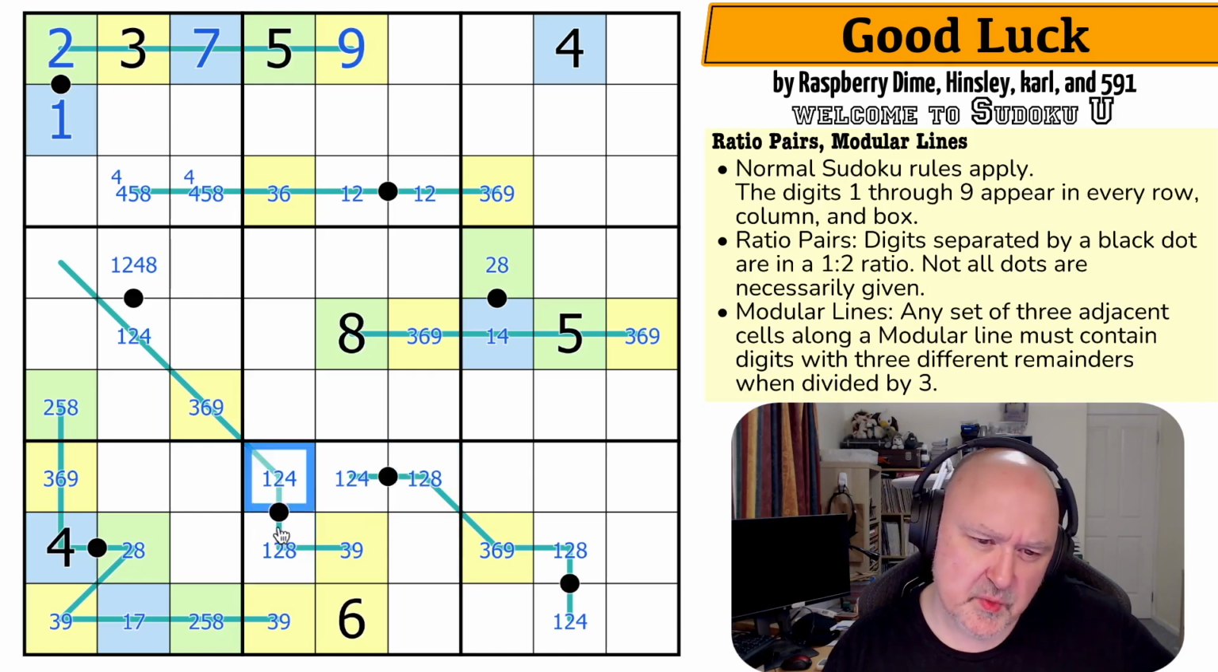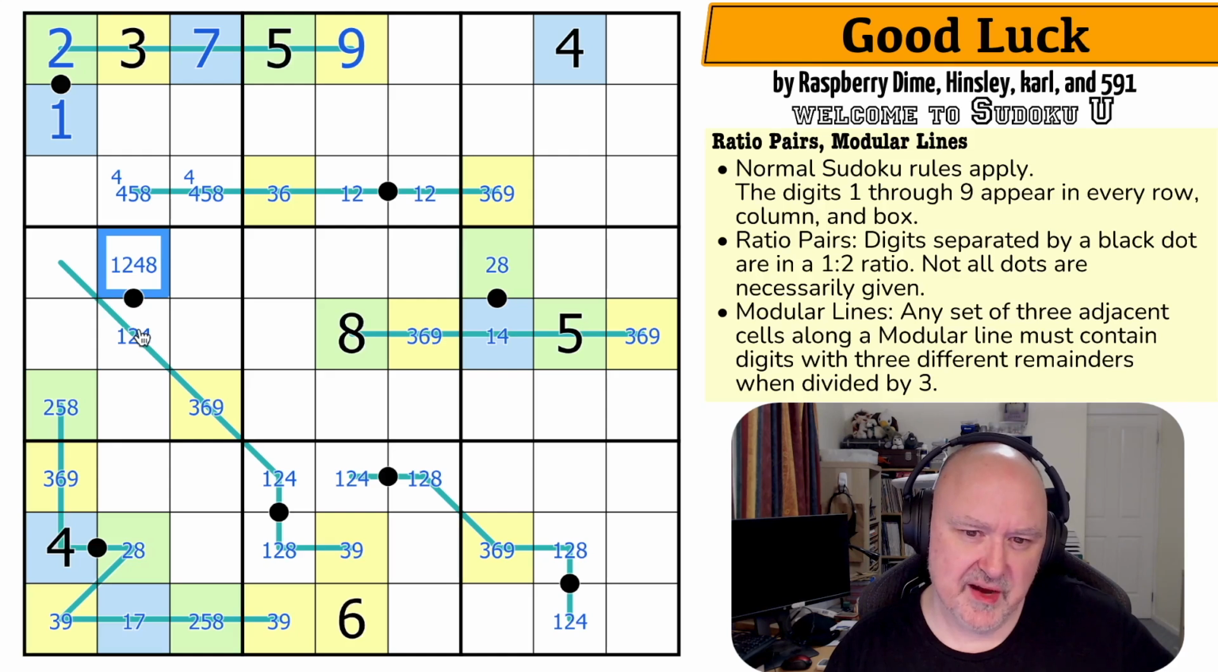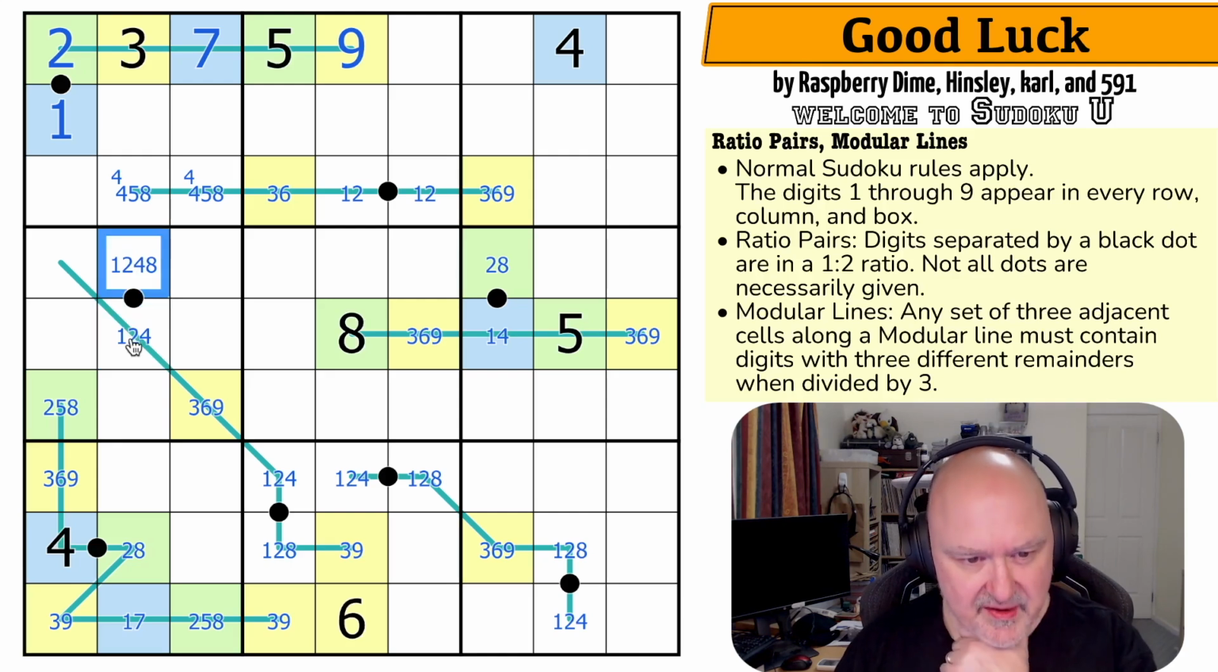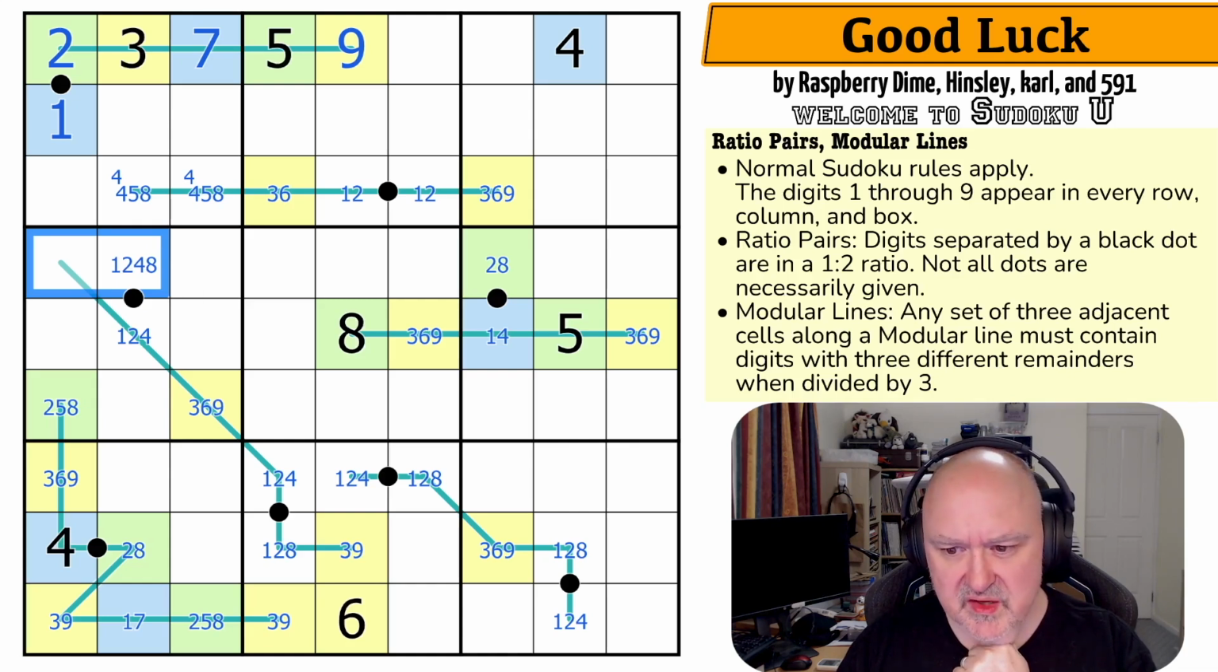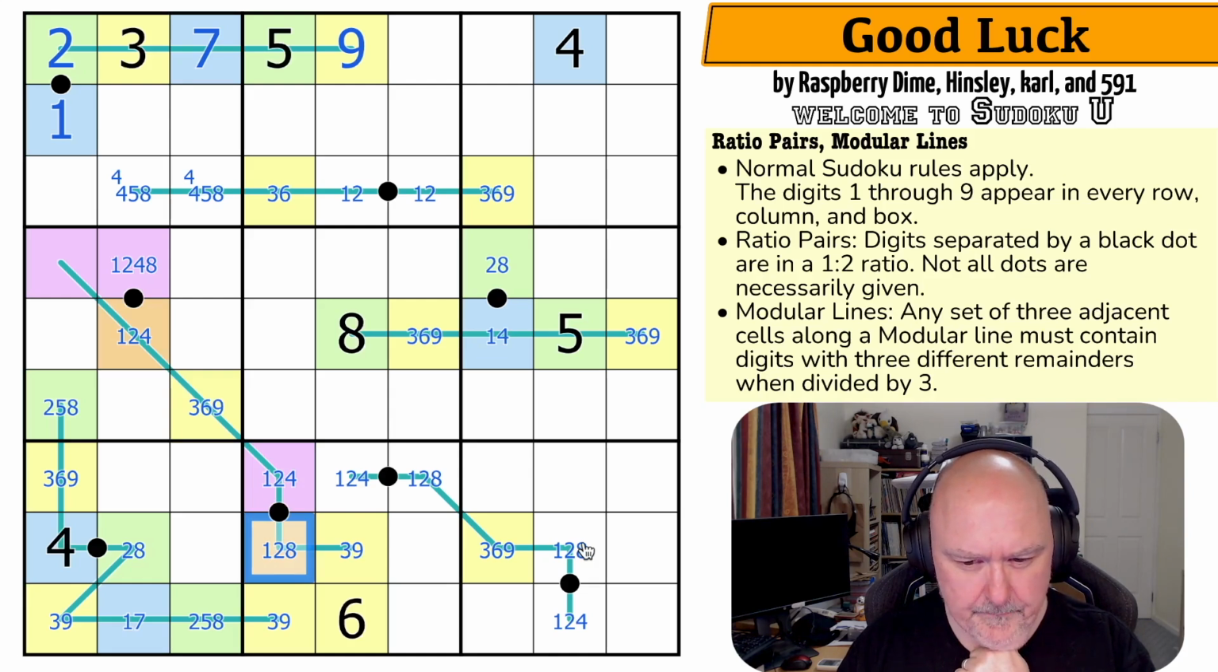So can I do something with the modular colouring in these lines? 1 and 2 are different modularities. 2 and 4 are different modularities. 4 and 8 are different modularities. So these are different modularities. So these are the same modularities? Yeah, those are the same. Let's use purple. Those are the same modularities. This is a different modularity. Let's use orange. Orange goes here. Purple goes here because every third digit along the line is the same. Can I carry that over?